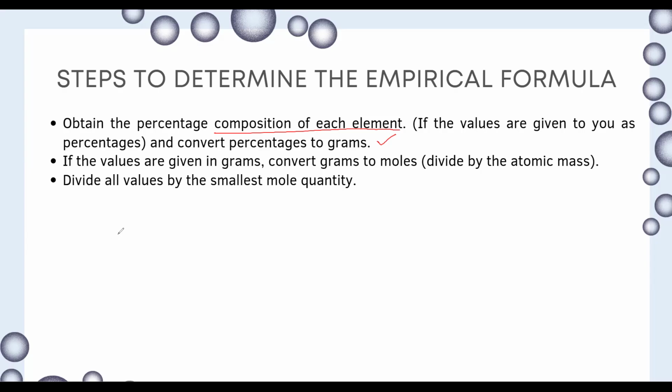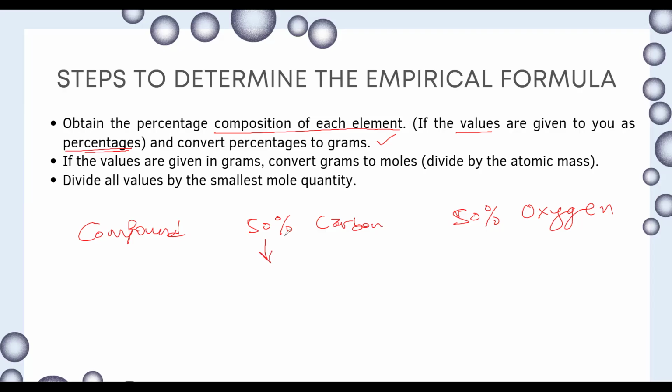So here is what we mean. If they give you a question and they give you the values in percentages, what you are simply going to do is convert the percentage into grams. So for example, if they say a compound contains 50% carbon and 50% oxygen, step number 1 to determine the empirical formula is to convert this percentage into grams. So instead of writing percent, you just simply say 50 grams. Do you understand?